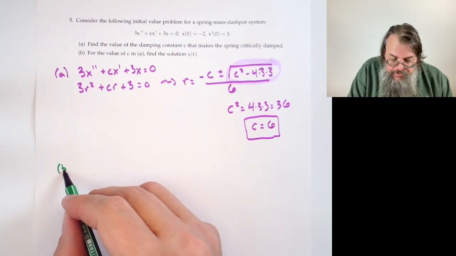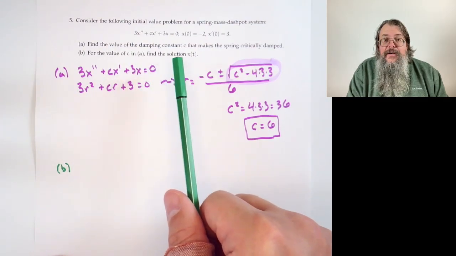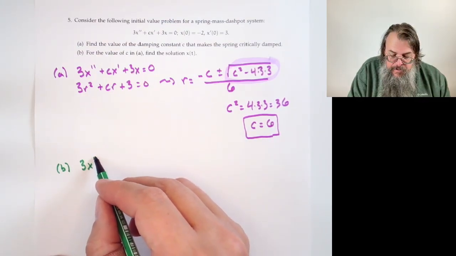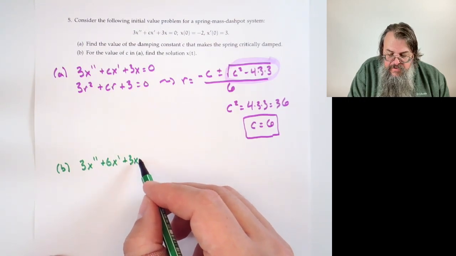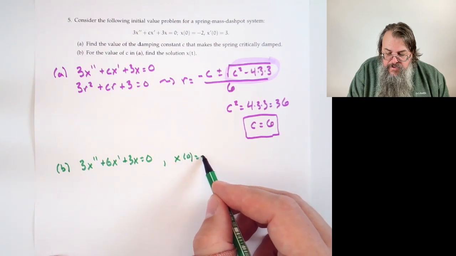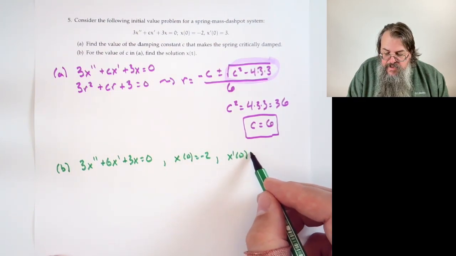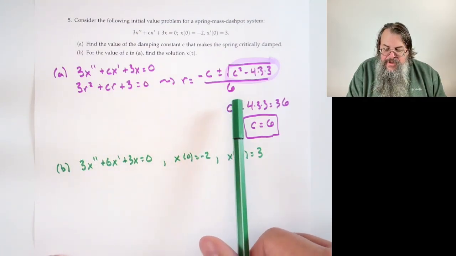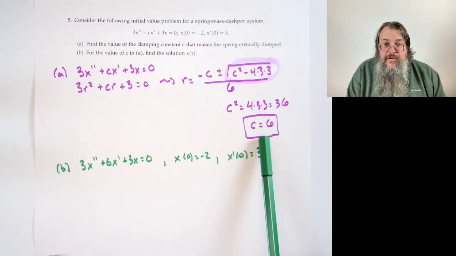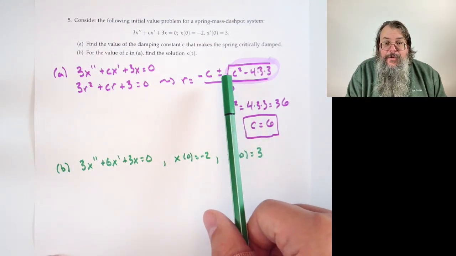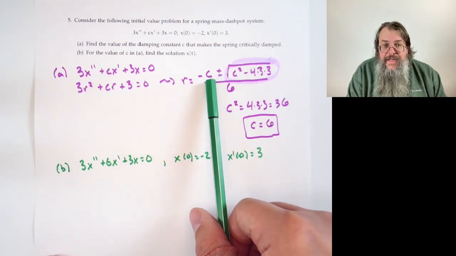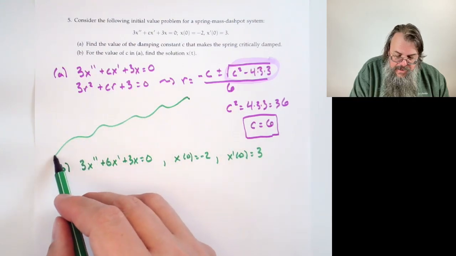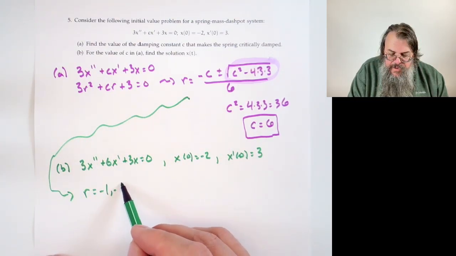So what does part B ask? It says, for the value of c in part A, find the solution x(t). Now, we already know c equals 6, so we have 3x'' + 6x' + 3x = 0, and we were told x(0) = -2 and x'(0) = 3. But we've already gone through and found the roots, right? Our damping constant should be 6, which says that term goes away, and then our roots will be minus 6 over 6. So we see that says our roots are minus 1 and minus 1.